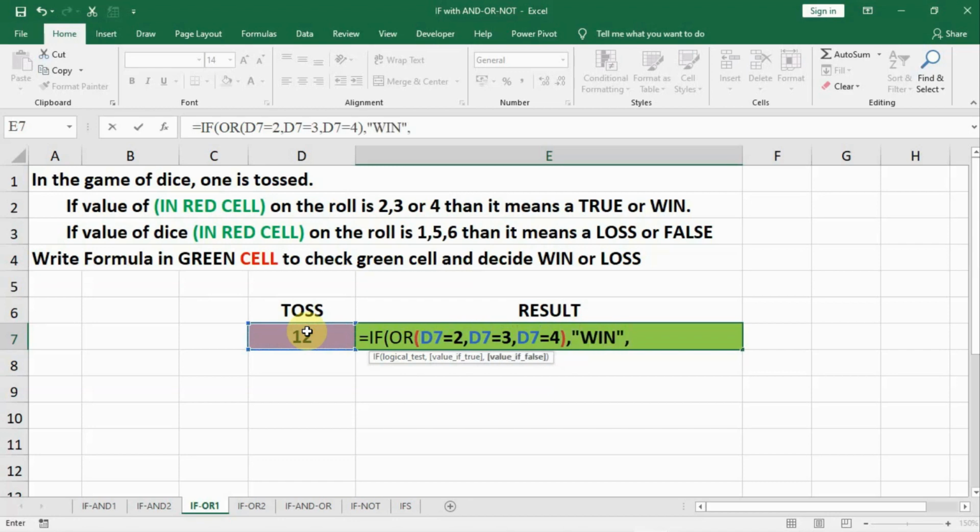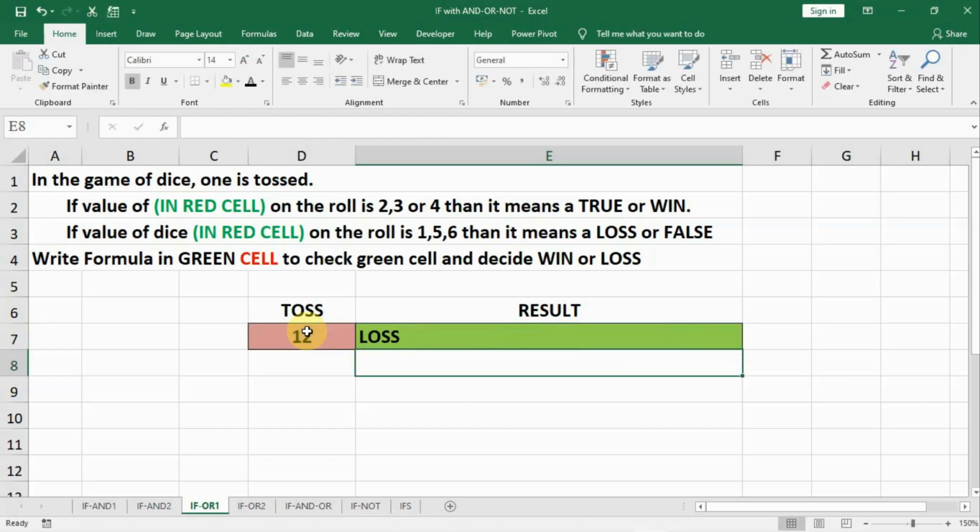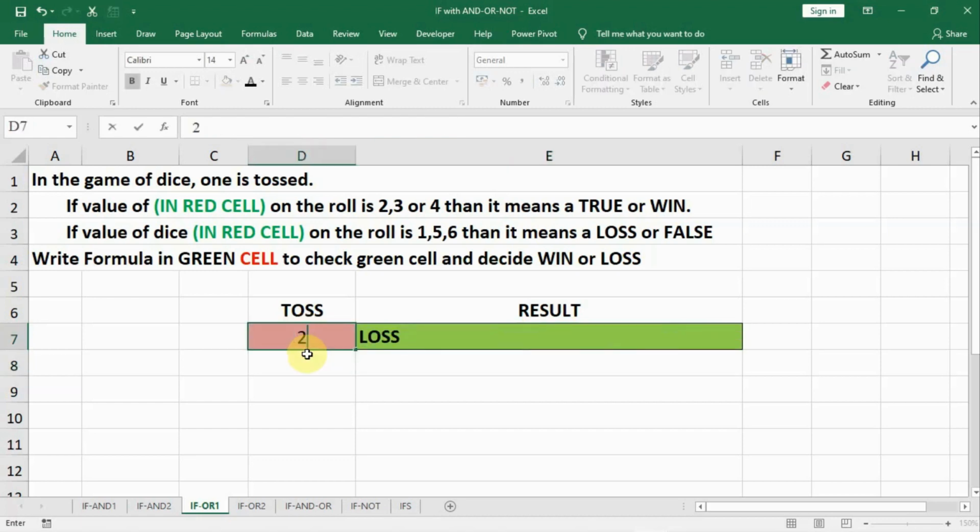But if the answer is not 2, 3 or 4, then whatever it is, it means a loss. We have to close the inverted commas, bracket open and close, loss. Now we'll write down: if it is 2, then it is a win. If it is 22, it is a loss. If it is 1, it is a loss. If it is 6, it is a loss. If it is 4, it is a win.